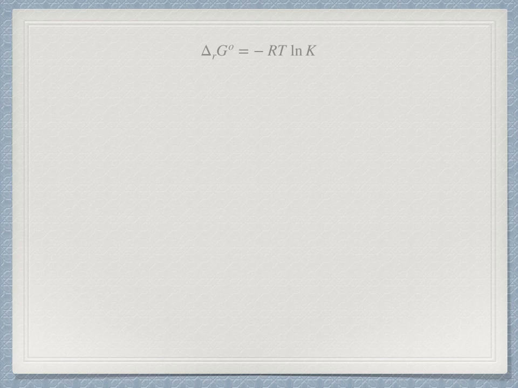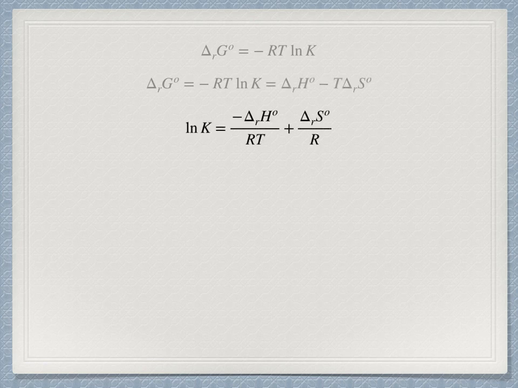Delta G naught equals minus RT ln K. Placing this into our equation and rearranging allows us to write ln K equals minus delta H naught reaction over RT plus delta S naught reaction over R. Now this is the same equation, we're just solving directly for ln K rather than delta G naught of reaction. There is one more step we can take, however.